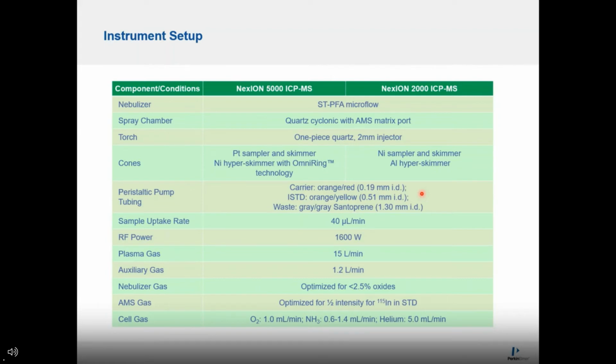The aerosol dilution, or rather the AMS gas, was optimized for half the intensity of indium in standard mode. Three cell gases were used: oxygen, ammonia, and helium.